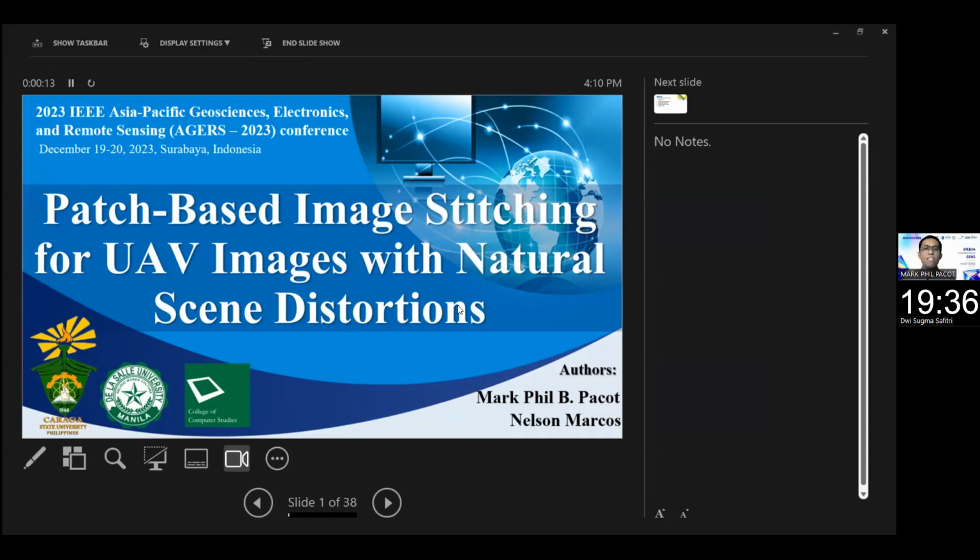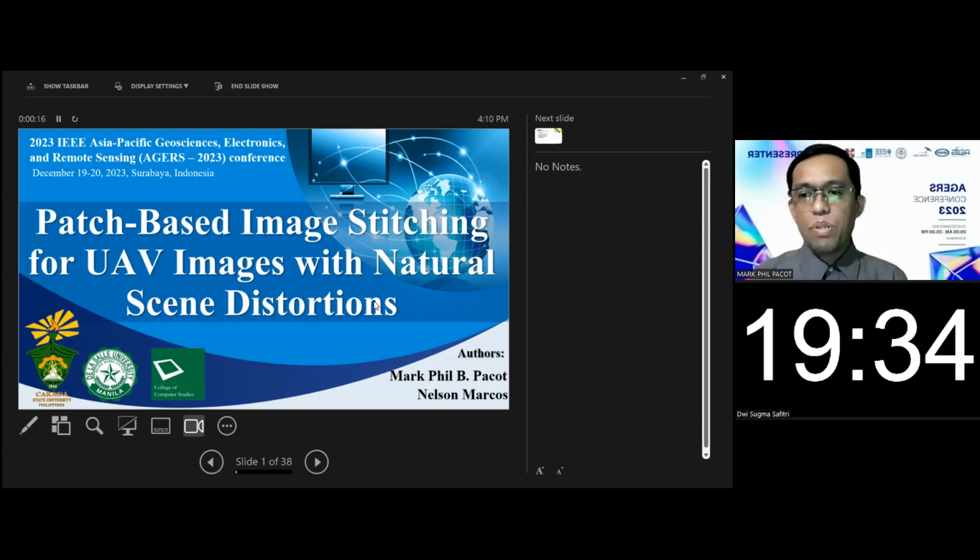So good day, everyone. Today I'm going to present our research entitled Patch-Based Image Stitching for UAV Images with Natural Scene Distortions. My name is Markfield B. Pacot, and with me is my advisor, Dr. Nelson Marcos, for this research paper.